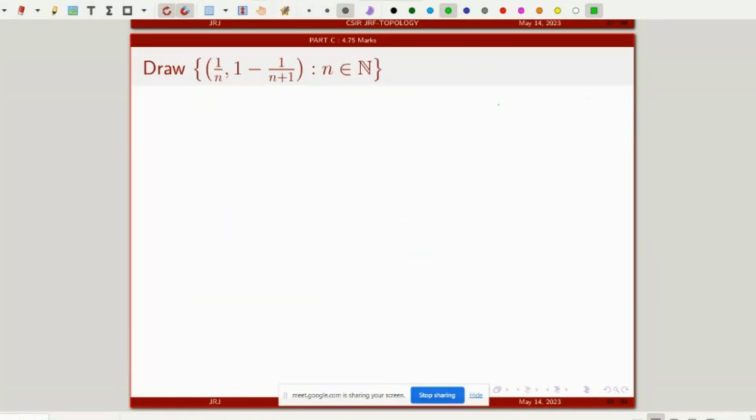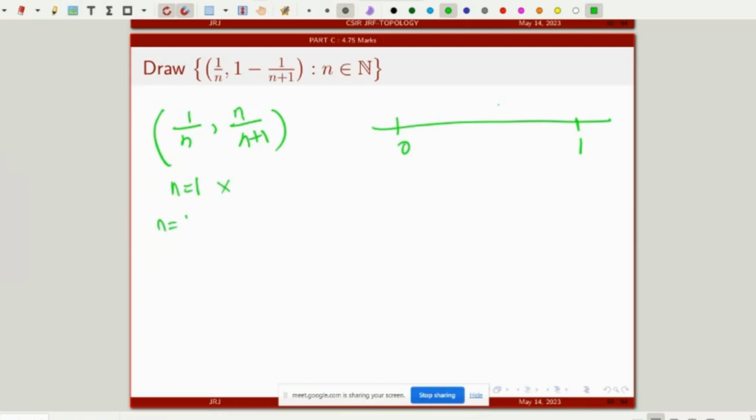Now what about this option? This is (1/n, 1 - 1/(n+1)), that is (1/n, n/(n+1)). How will it look? Here we have 0, here we have 1. When n equals 1, it is (1, 1/2), so it will not produce anything. For n equals 2, it is (1/2, 2/3), so 1/2 comes somewhere here and 2/3 comes here.